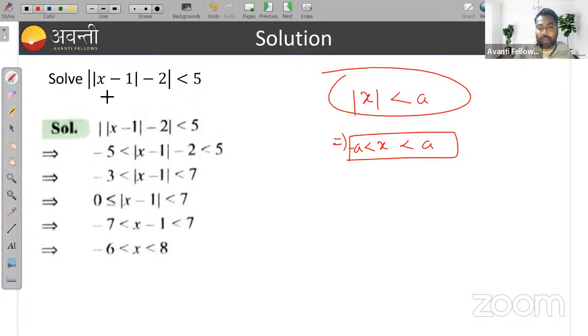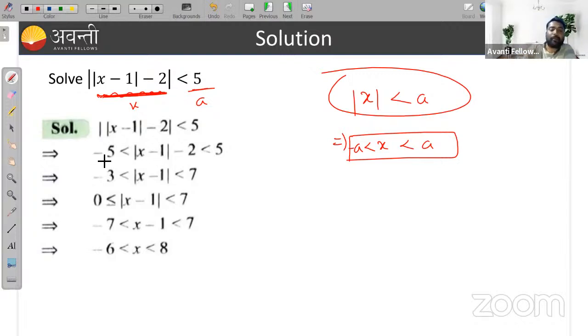So in place of x we can take this mod of x minus 1 minus 2. So mod of x minus 1 minus 2 is greater than minus 5 and less than 5. This is my x, and this is my a. So mod of x minus 1 minus 2 is greater than minus 5 and less than 5. Then add 2 to each term of the inequality.